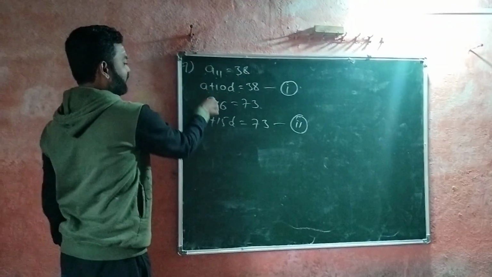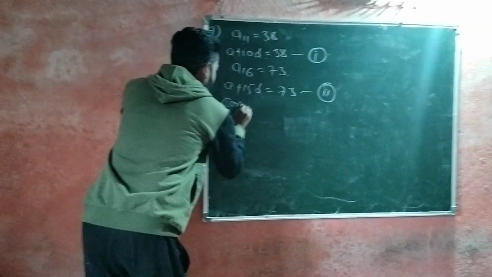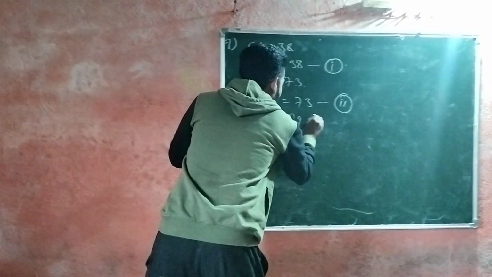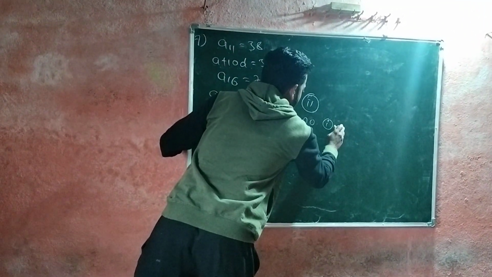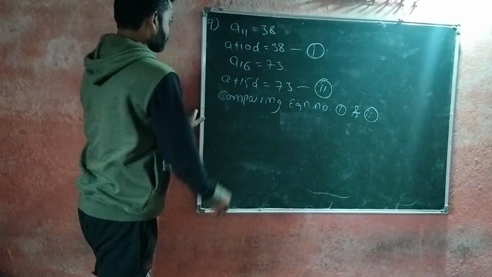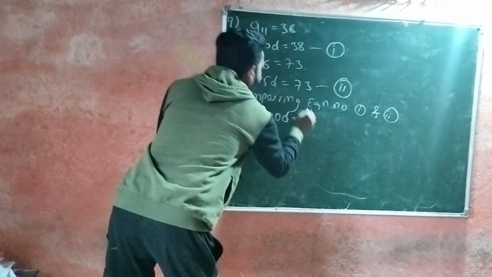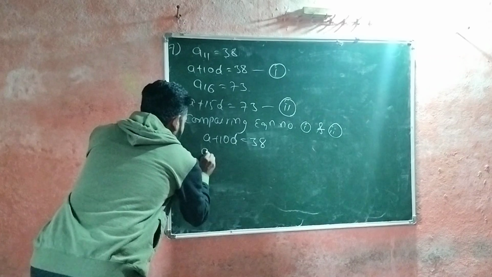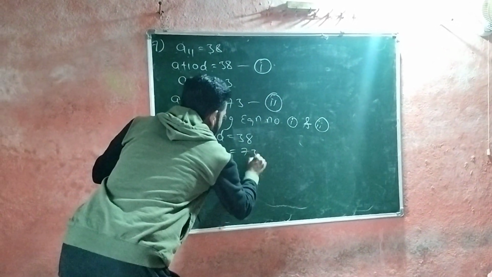So then compare equation number 1 and 2. What is equation number 1? A plus 10D is equal to 38. Comparing equation number 1, A plus 10D equals 38. Equation number 2, A plus 15D equals 73.